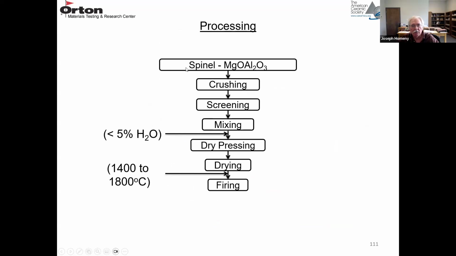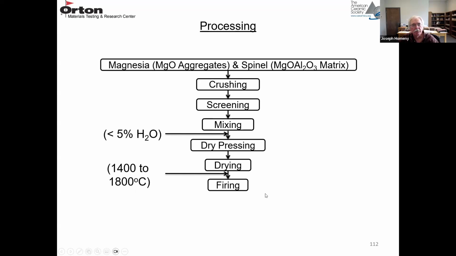So spinel is man-made. You start out with MgO, Al2O3, same processing: crushing, screening, mixing, dry pressing, drying, and firing. And the spinels are fired from 1400 to 1800 degrees C. You can also make an MgO-rich spinel. So if you add MgO to spinel, it will be MgO-rich. Again, it's the same crushing, screening, mixing, dry pressing, and then firing at 1400 to 1800 degrees C.